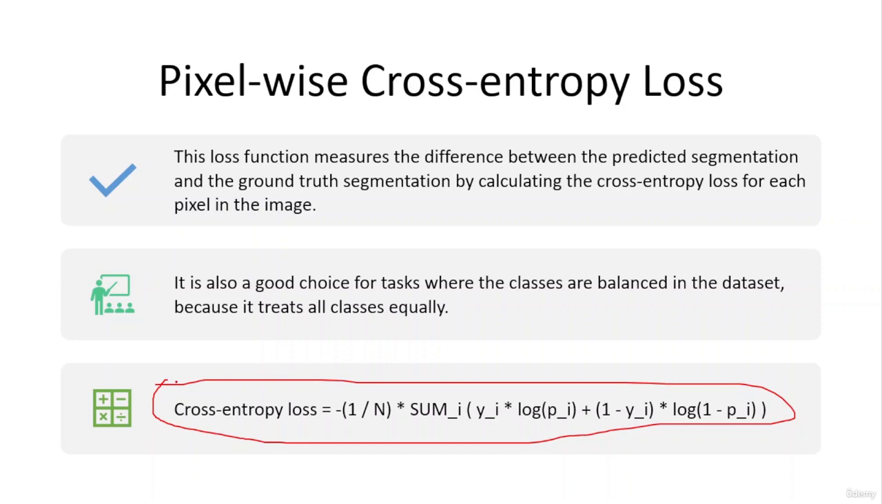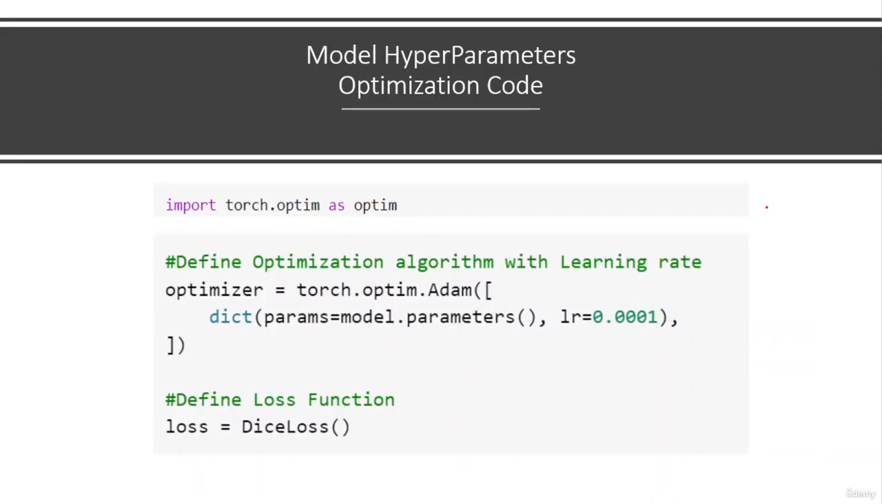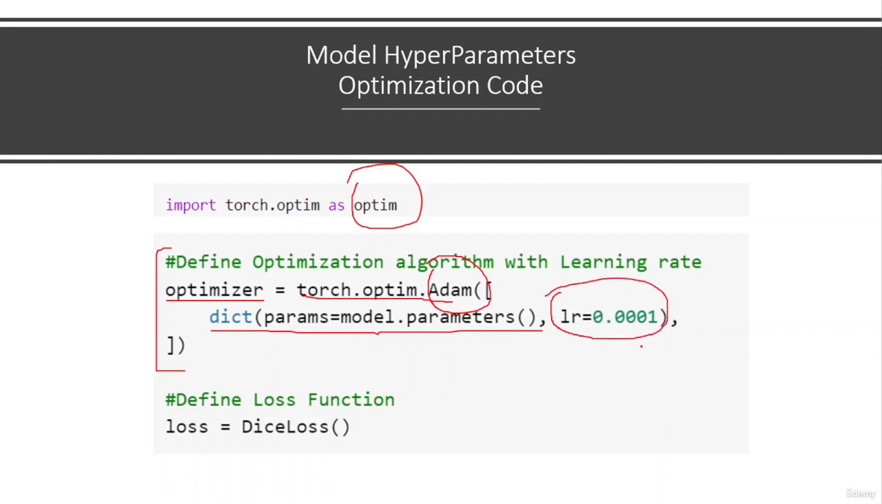So here is the model hyperparameters optimization code to train the segmentation model. You need to import the optim library, and then we have defined the optimization algorithm. Here you can see optimizer is equal to torch.optim.Adam. So we have used the Adam optimization algorithm, that is the most commonly used function. Then you can see we have passed the params equal to model's parameters, and also we have passed the learning rate equal to 0.0001, and in the last line of the code we have defined the loss function. Here you can see loss is equal to dice loss.